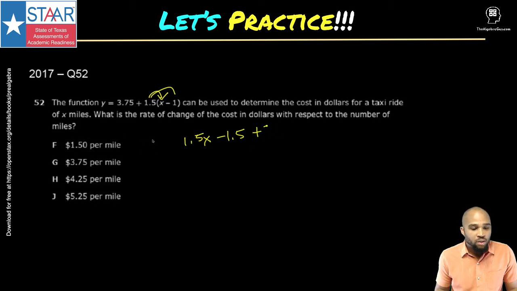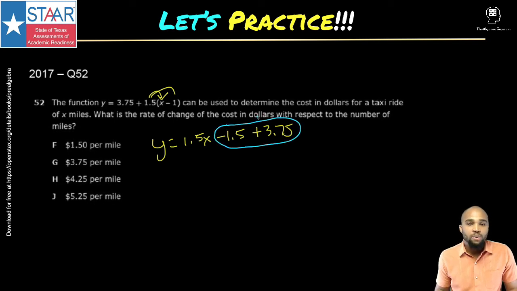Now, this is why all of this right here doesn't really matter. That's the y-intercept. So if you're looking at it from a slope-intercept perspective, you're only now looking at this. This is just the y-intercept. So this piece here becomes clear that it's just 1.5, $1.50 per mile.